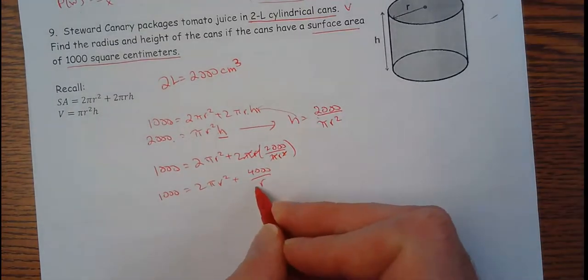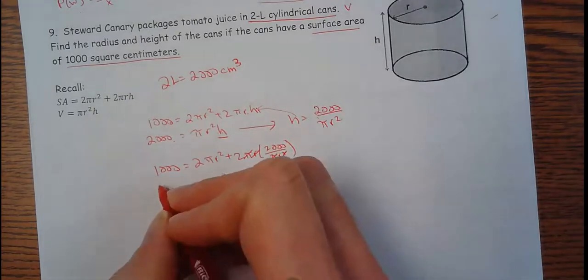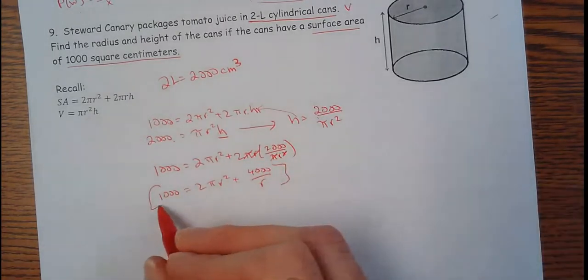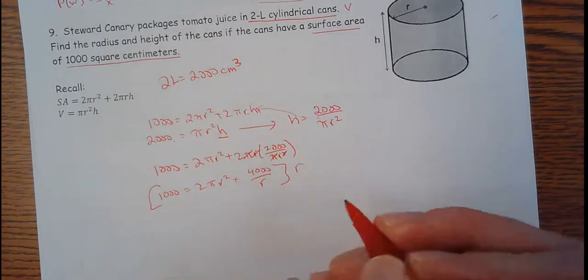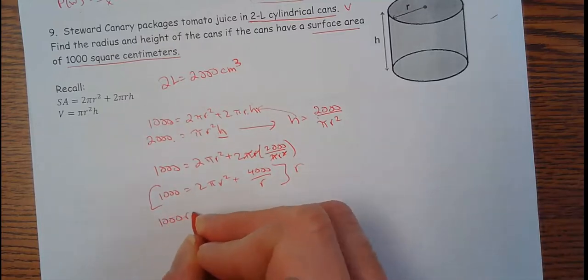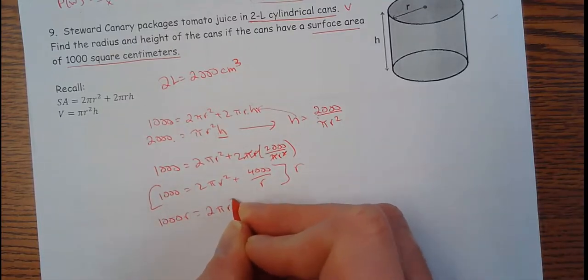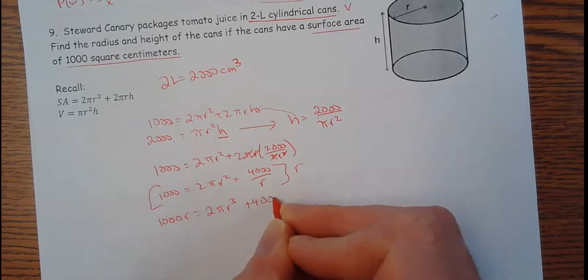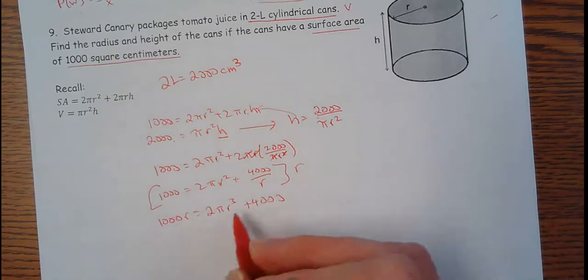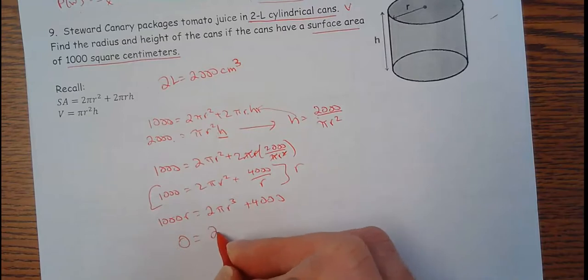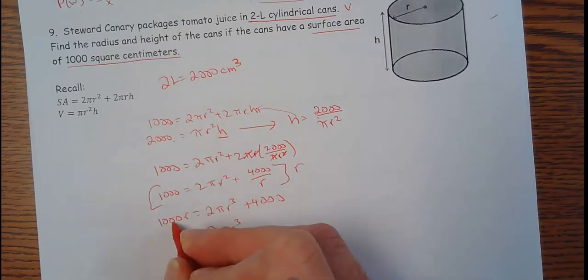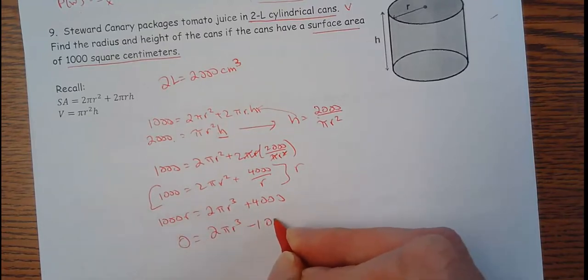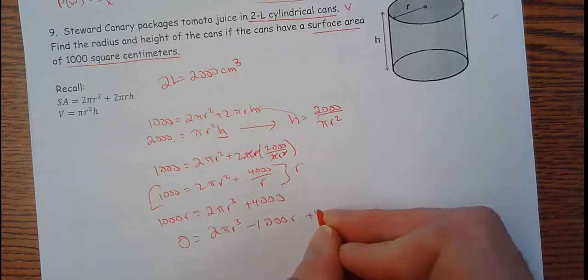I'm going to try to get rid of all the denominators here and make it a nice clean function. So I'm going to multiply everything by the least common multiple of the denominators. That's r. So this would be 1,000 r equals 2 pi r cubed plus 4,000. And bring this over. So 0 equals 2 pi r cubed, I'm going to put this one next, minus 1,000 r plus 4,000.